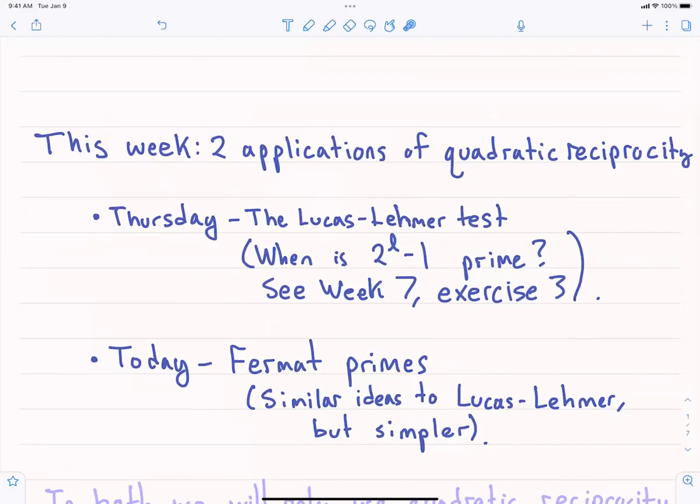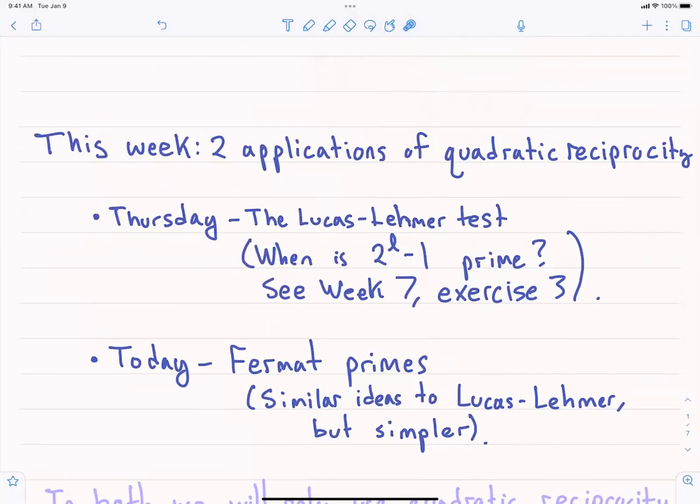And then in this longer lecture for Thursday, when we didn't have class, we discussed how you justify the quadratic reciprocity law. Okay, so now this week we're going to give two applications of quadratic reciprocity.